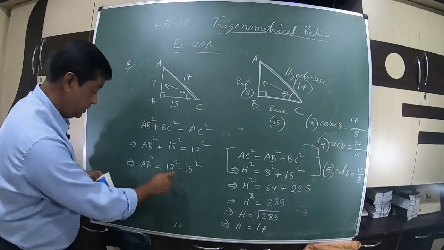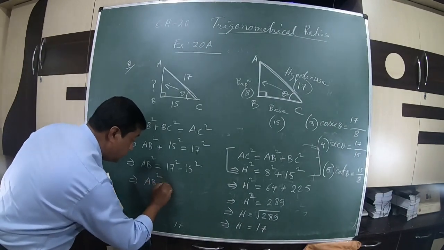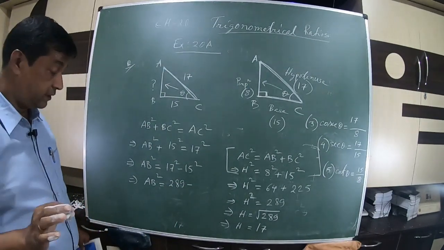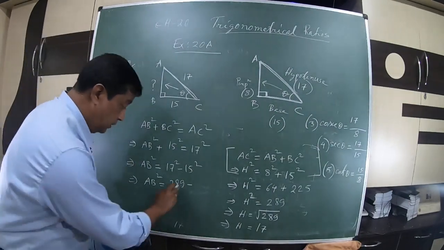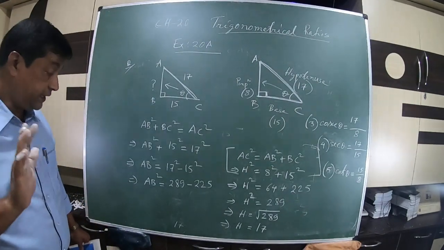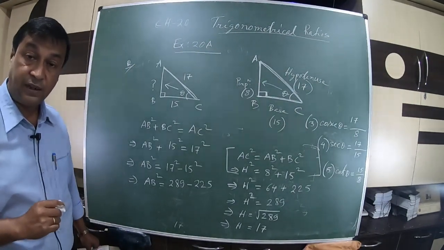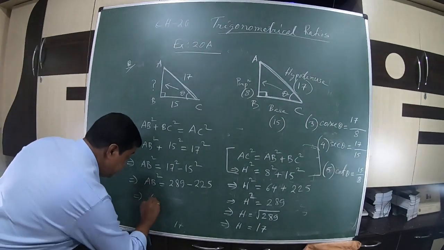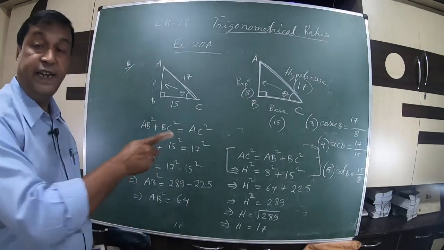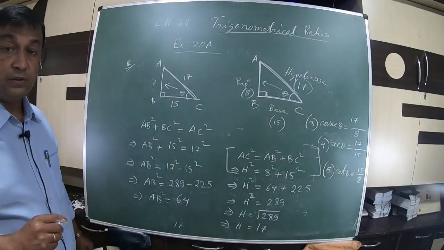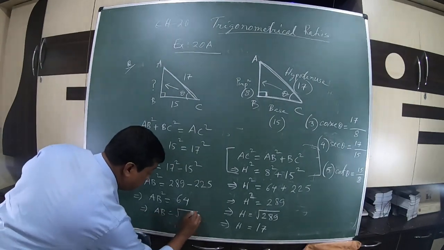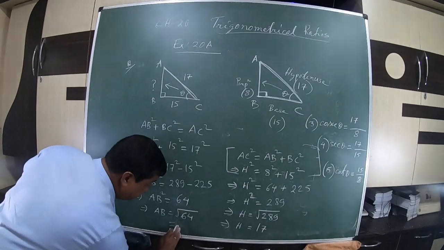Is it clear? Now AB square equals, 17 square means 17 into 17, which is 289. Then 15 square means 15 into 15, which is 225. Now you have to find AB, not AB square, so first go for AB square. If you subtract, 289 minus 225, how much? 64. Now AB will be root over 64. The square root of 64 is 8.